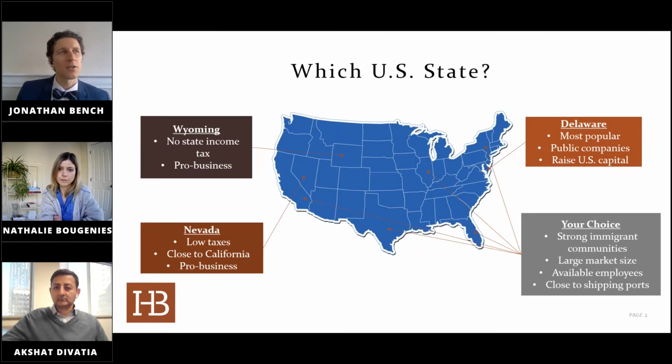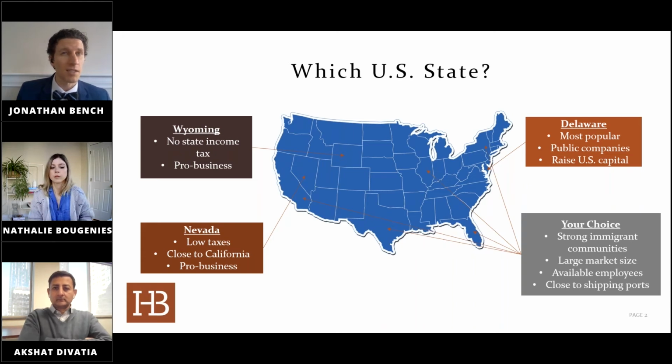So back to where do we set up? Wyoming has risen as a popular alternative to Delaware because it has no state income tax. It's very pro-business. It's a very small state by population size, only about 500,000. And so the political will to get things done quickly has contributed to that.